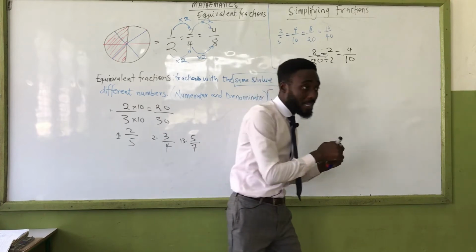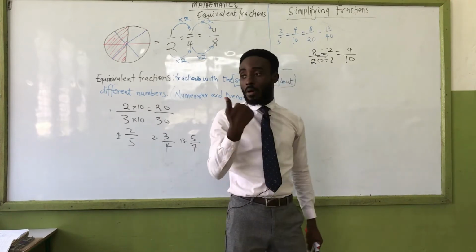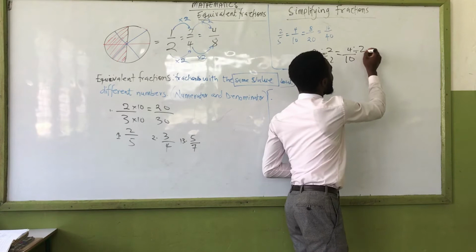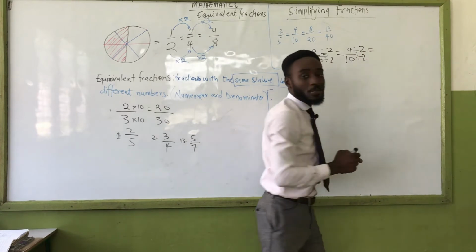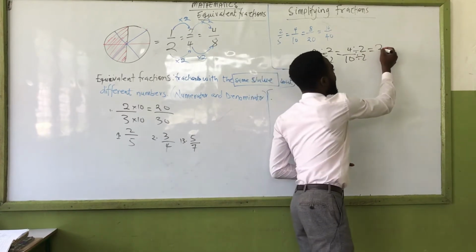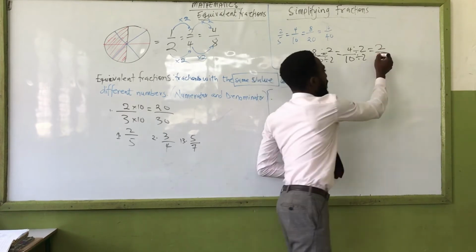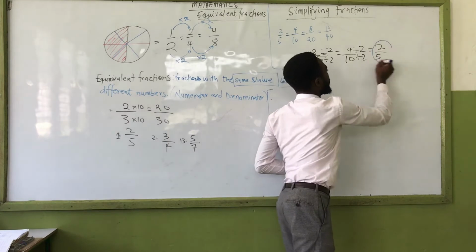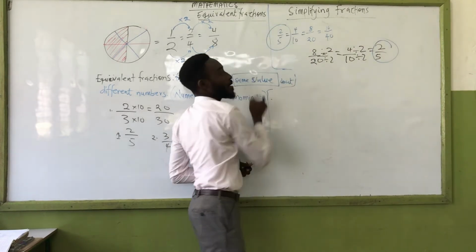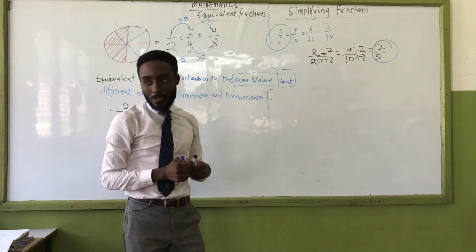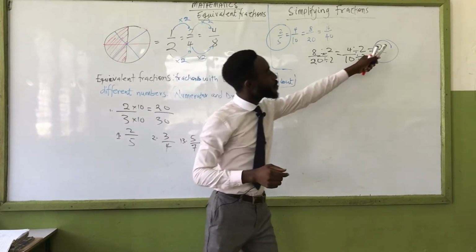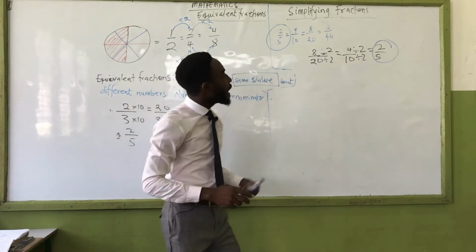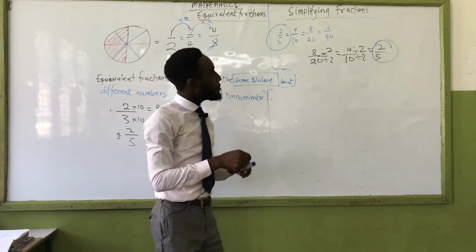Can we divide this further? What number? Alright, 2. So we can use 2. What's 4 divided by 2? 2. And 10 divided by 2? 5. Have you seen that when we just did this, we arrived at the beginning? Do you get that? So 8 out of 20 gives 2 out of 5. We are here. Let's try another number.